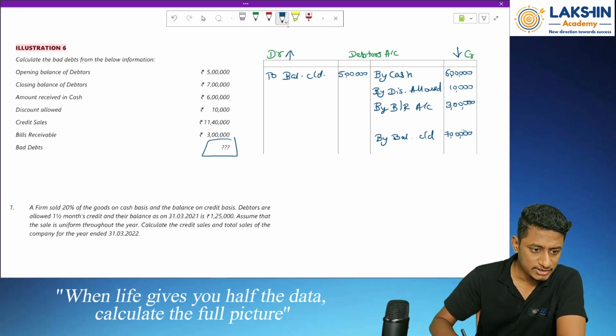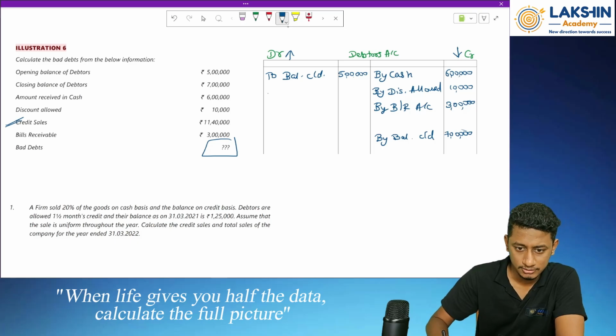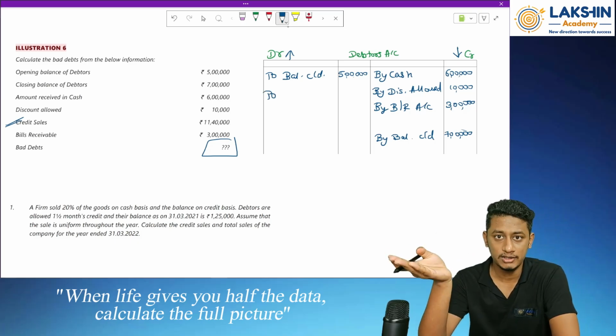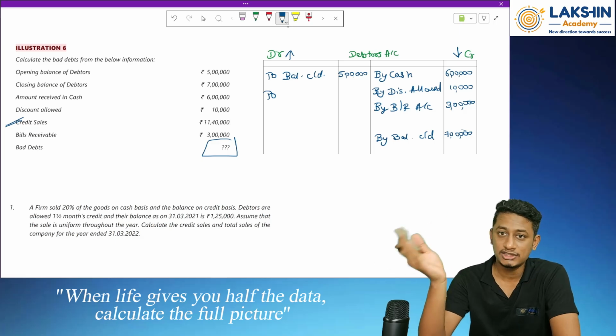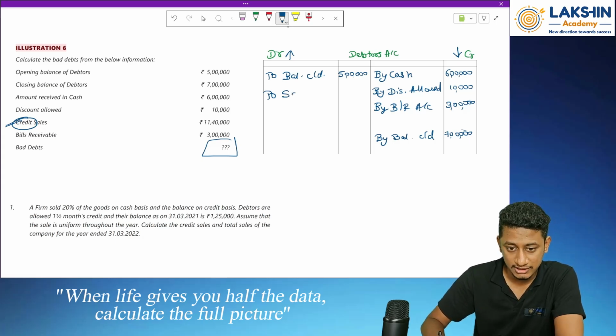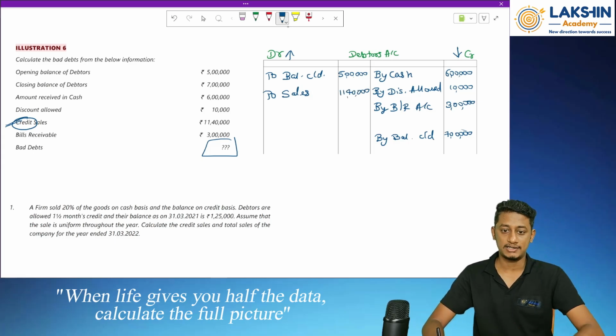So I think we have missed this part, right? We have missed this. So to credit sales. First of all, tell me, whenever I make a sale to someone, the balance of debtors will increase because he has not paid me, and this is a credit sale. So the value is to be received from the person. So to sales account, that is rupees 11 lakh 40,000.